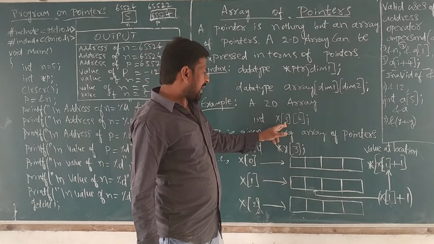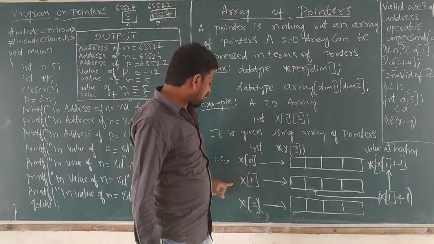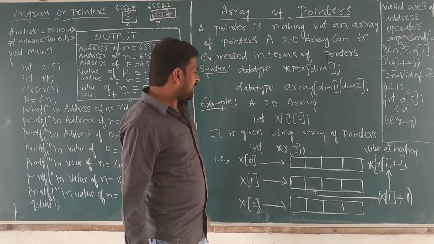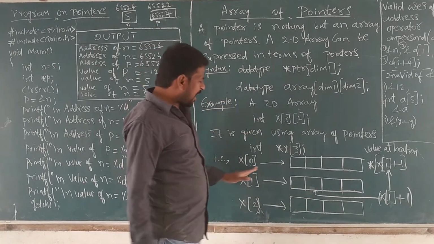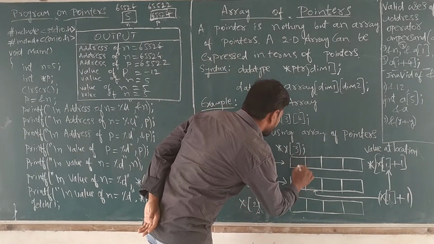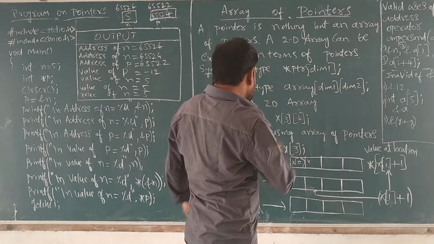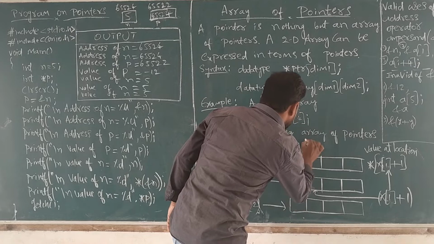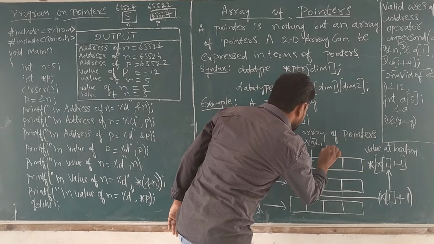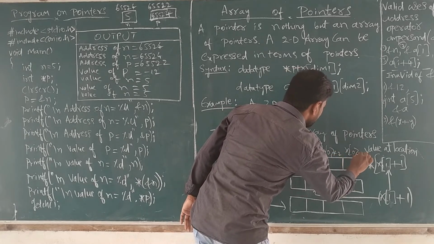So how many rows will be here? X of 3 means what? X of 0, x of 1, x of 2, x of 3. Like these 3 rows will be there. If you want to give a value in this storage location, first here it is x of 0. This is x of 0 plus 1. It is x of 0 plus 2.